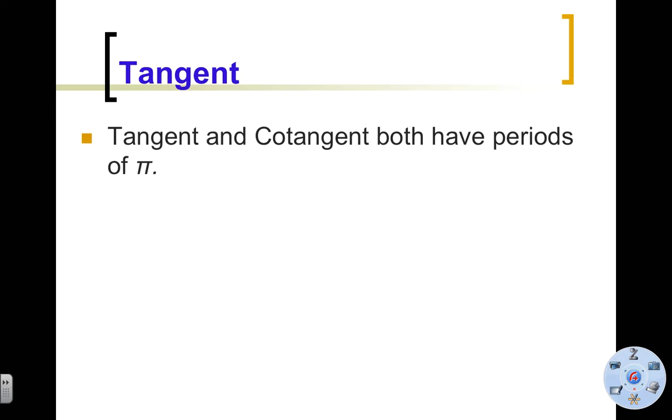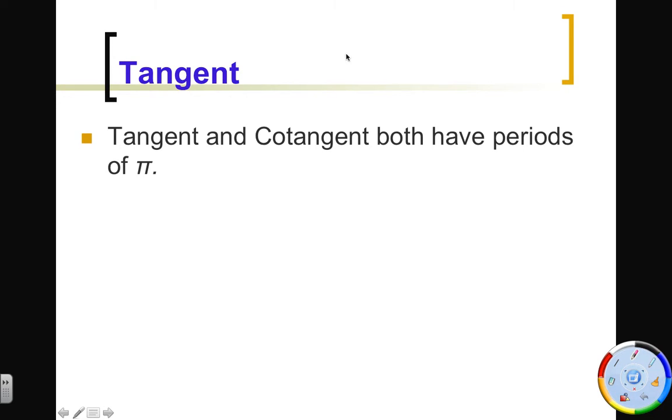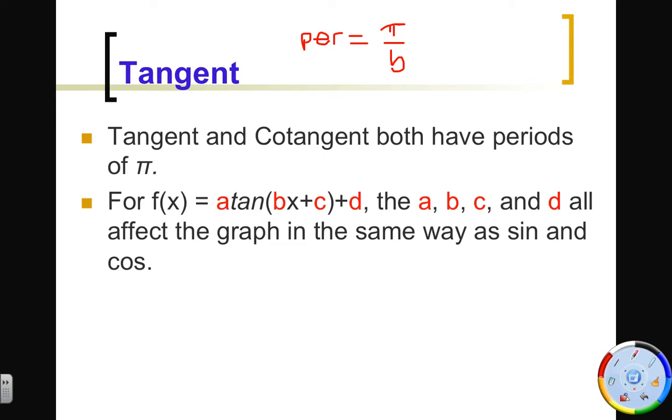For tangent and cotangent both, they have periods of pi. This is very important because these are the only two trig functions that have a period of pi. The other four have periods of 2 pi. So when we want to find the period, I get period equals pi over b. This is very important because you are very familiar with doing 2 pi over b and not pi over b. So for tangent and cotangent, this little fraction is very important for us.